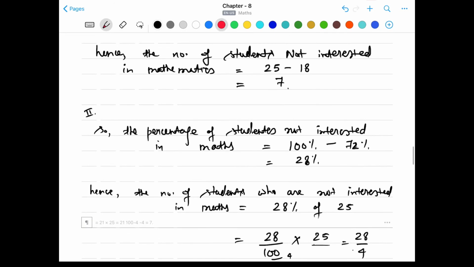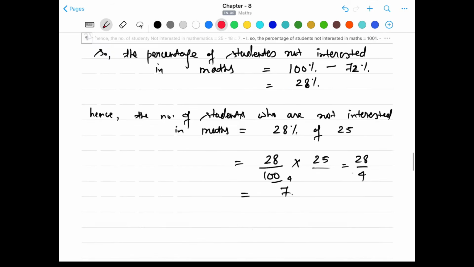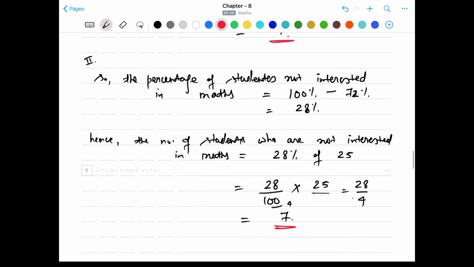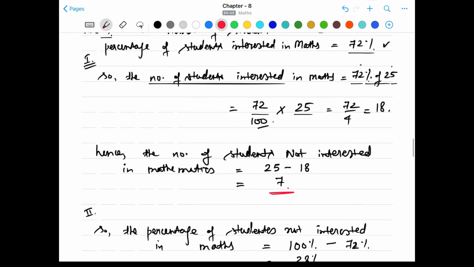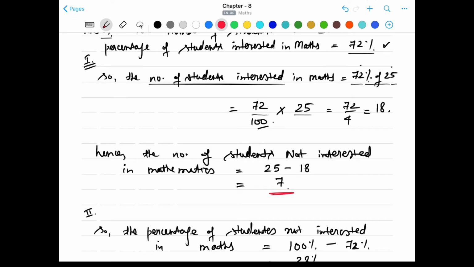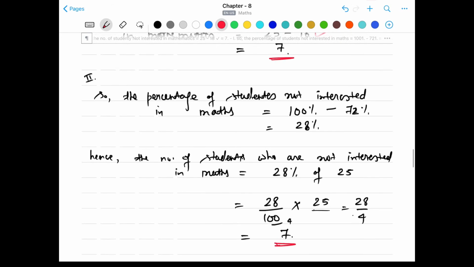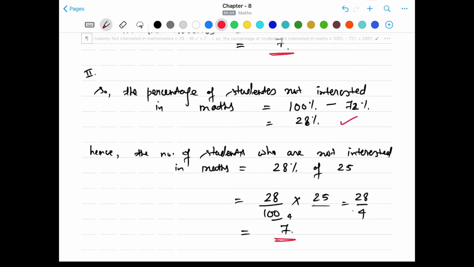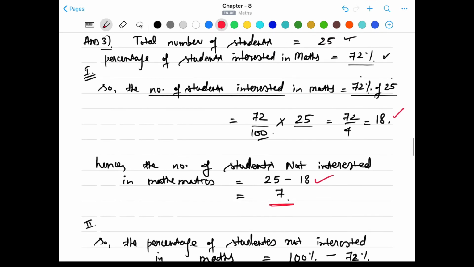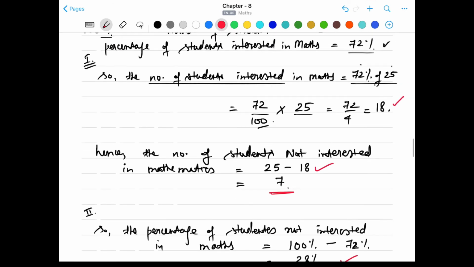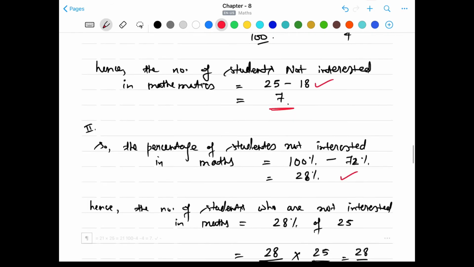Now you can see that in both ways we are getting the same answer, which is 7 and 7. So you can use any method. What we did here is, we first calculated the number of students who are interested in mathematics, and then subtracted it from the total number of students. While in this one, we calculated the percentage of students who are not interested in mathematics, and then calculated the number of students. You can use either of the two methods, whichever you find easier. That's your choice.